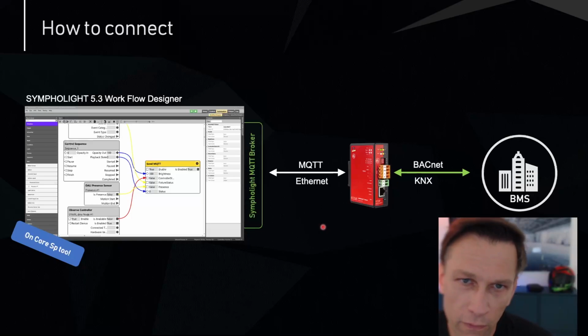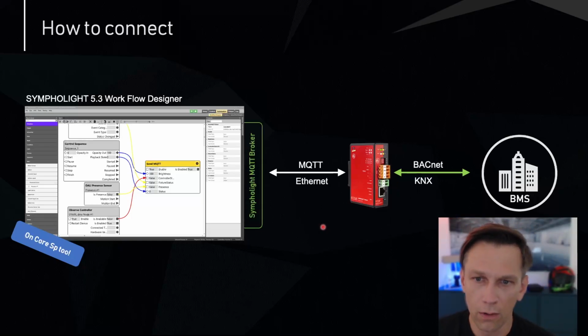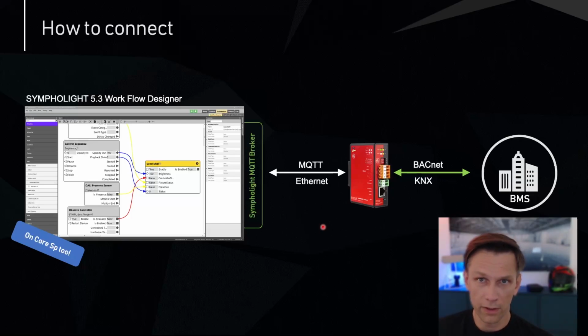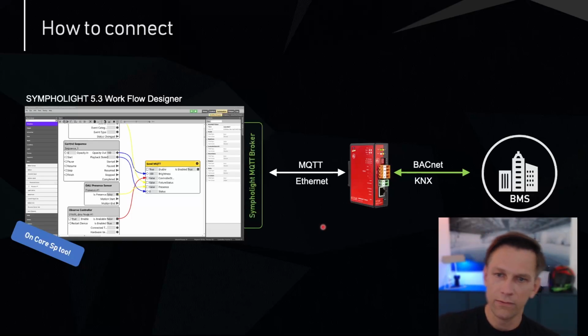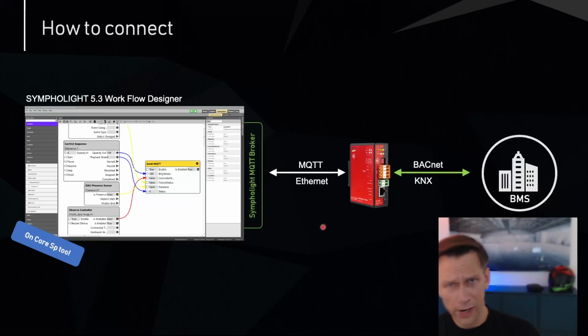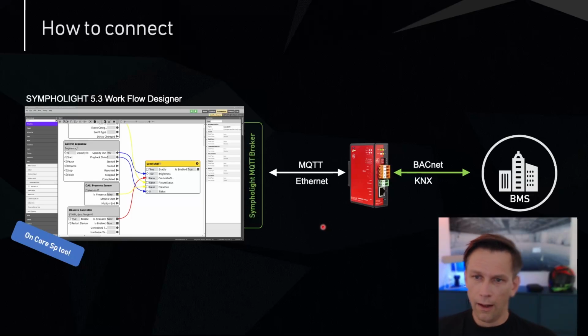Okay, a quick, very rough overview of how the technique behind it looks. On the left side you see Sympholight, the latest version, always a good choice. In between we have the BACnet or KNX gateway, both working very similarly. To communicate between the BACnet gateway and Sympholight, we are using the MQTT standard, a very well-known standard from the IoT. It gives a huge flexibility to communicate between, let's say, Sympholight and the BACnet gateway.